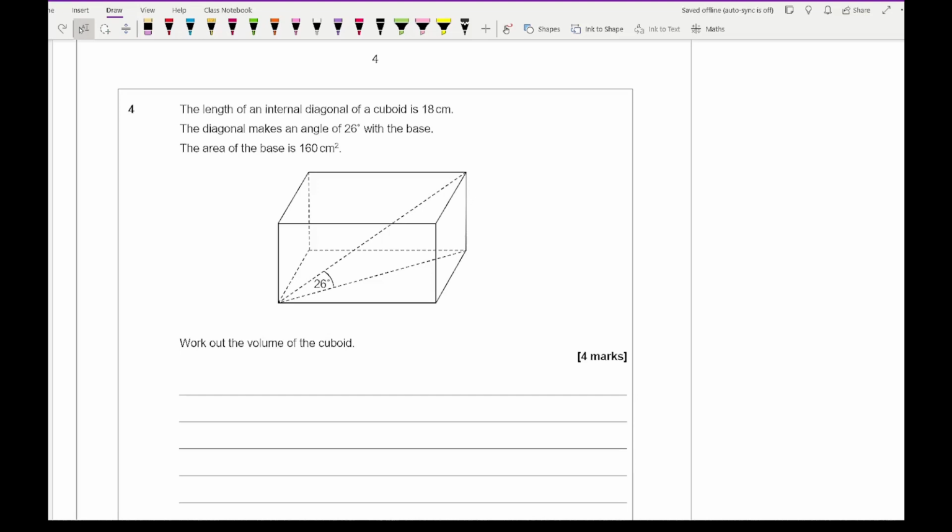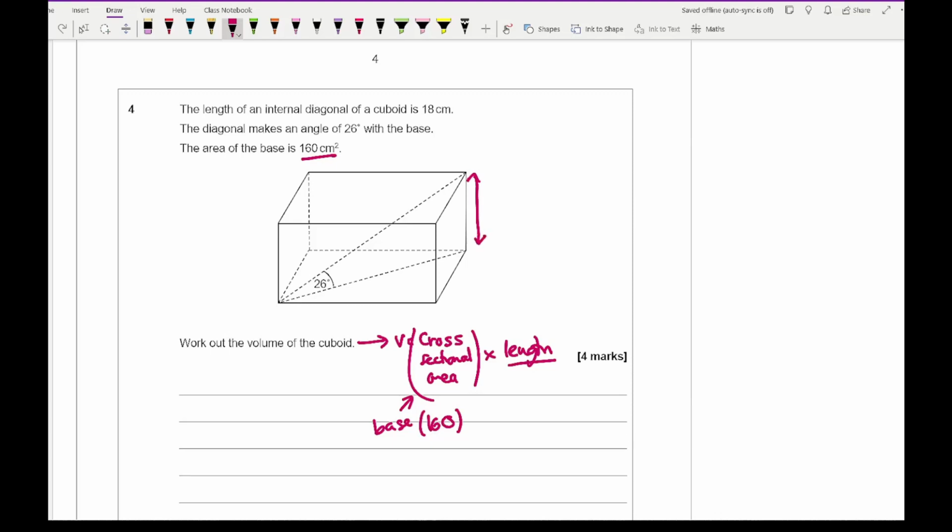Now the volume of the cuboid, the formula we use is the cross-sectional area multiplied by the length. Now the cross-sectional area is the base, so it tells us that the area of the base is 160. So what I need to do is I need to work out the length. This length here is what I'm wanting to work out. So let's have a look at what we know. It tells us that the length of the diagonal is 18 centimetres.